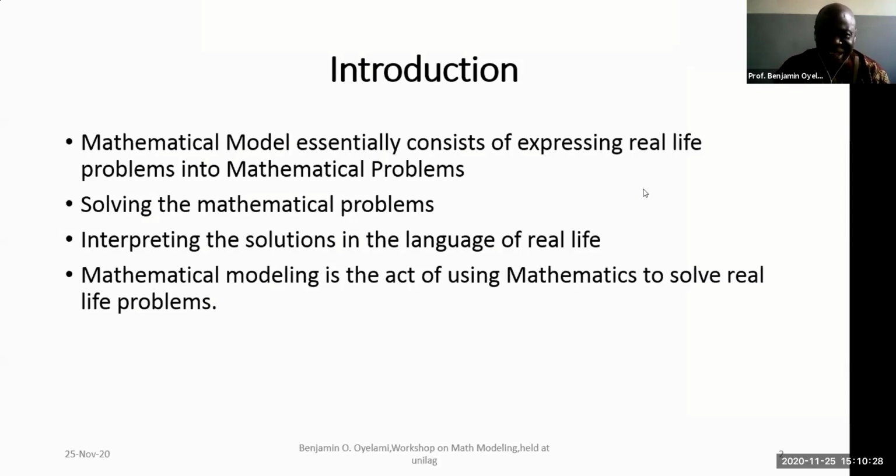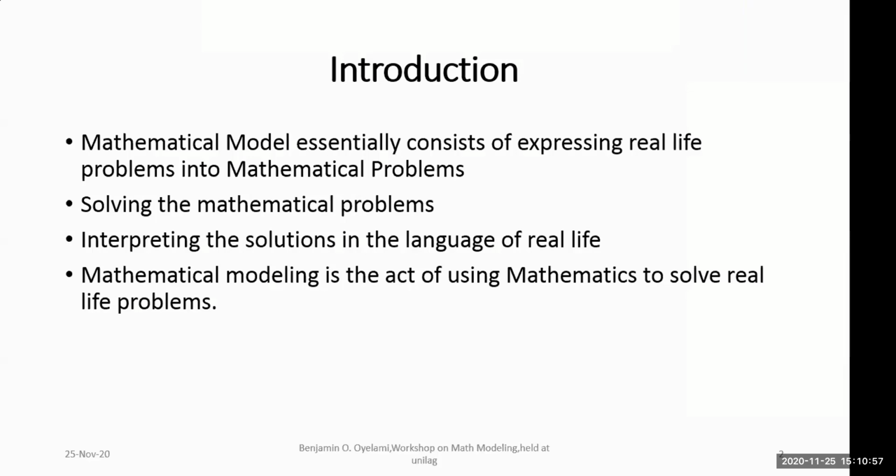So for that reason, in mathematical modeling, what we are trying to do is to mimic what is in real life by abstracting that thing, putting it in mathematical form, and using our knowledge of mathematics to solve the problem. And after solving it, we interpret the result from a real life perspective. That is what we do in modeling.